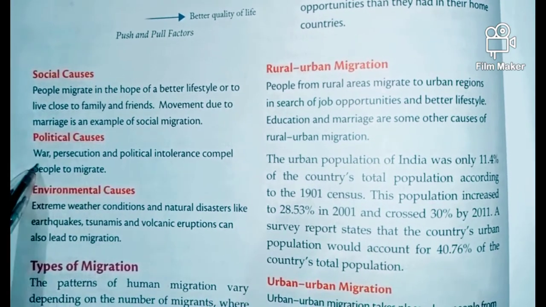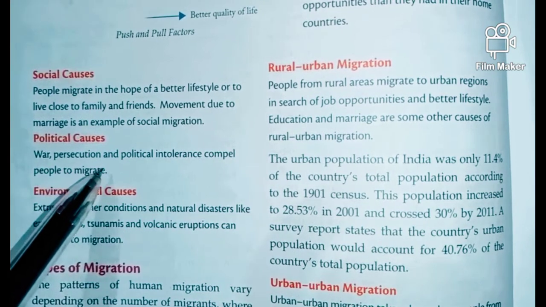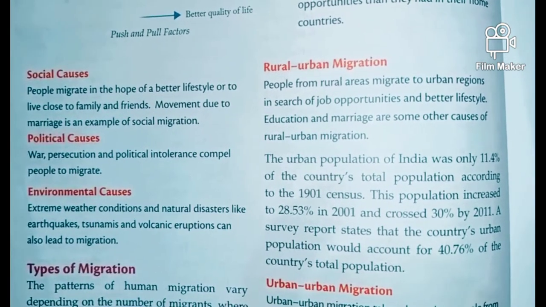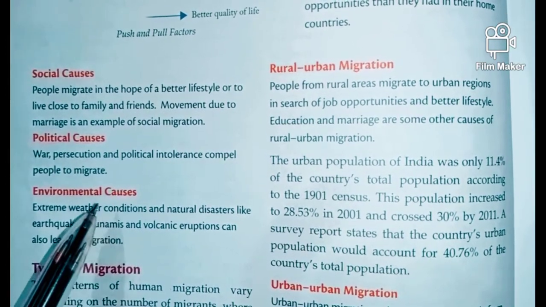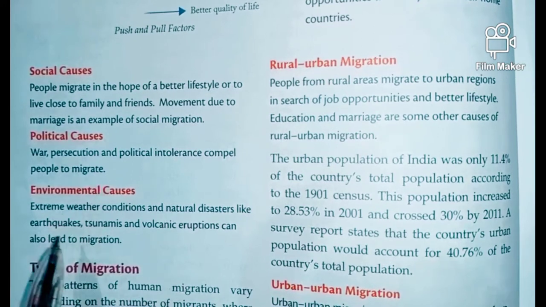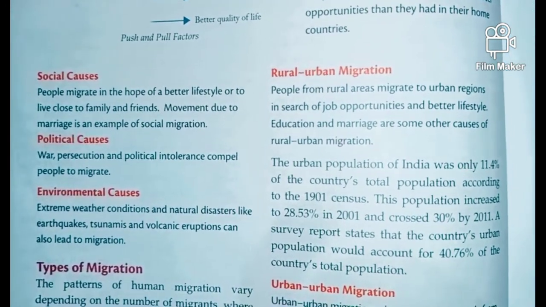Political causes, as discussed previously: war, then persecutions and political intolerance. Because of that, people are forced to migrate. And the last one, environmental causes, like extreme weather conditions such as earthquakes, tsunamis, and volcanoes. People try to migrate from place to place.